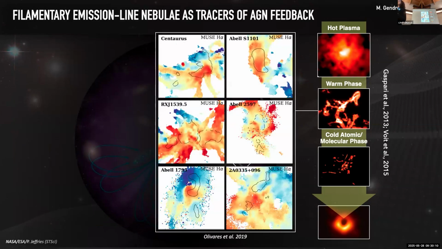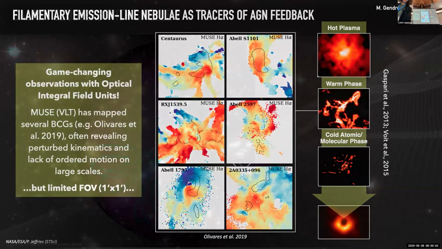Of course, you can imagine that IFU observations have been very important for us to understand these kind of filaments. These are a few MUSE observations of these filaments. MUSE has been observing several brightest cluster galaxies, revealing perturbed kinematics inside those filaments. But as you can see, in many cases, the most nearby cases, especially the most extended ones, MUSE is actually not big enough to encompass all of these filaments. Yeah, this is what I just said.